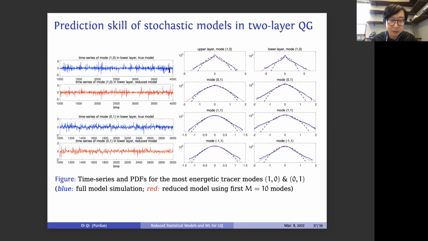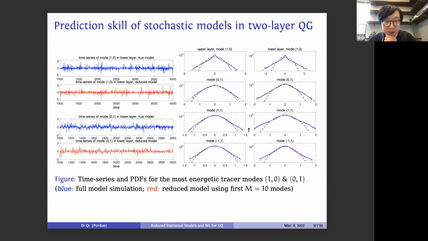So we run the high-dimensional model, and we get first the trajectories of the tracer field, and also we can plot the PDFs of the leading mode. And in the reduced order model, we again just take the first 10 modes and use the correction term in the system. And first we see in the trajectory, the bursts or the intermittency are captured, at least qualitatively, in the two leading modes. And if we want a quantitative comparison in the PDFs, we compare the tails in the true model and in the reduced order model approximation, and we see the fat tails are captured in all the leading modes to a large extent.